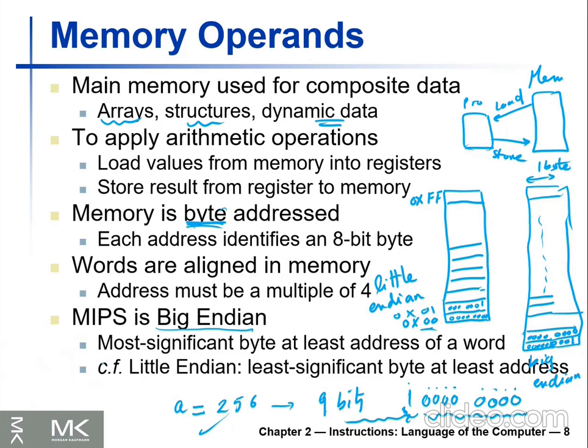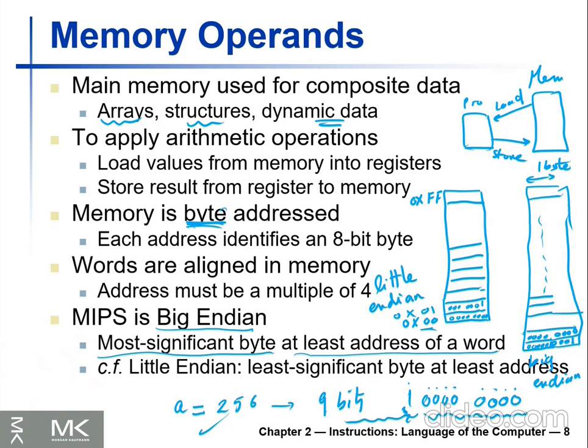Big Endian means the most significant byte is located at the least address of a word. Here, of course, it's not a word, it's just 2 bytes, but same concept. If you have a variable that is 4 bytes, again, the most significant byte will be the one at the least address.